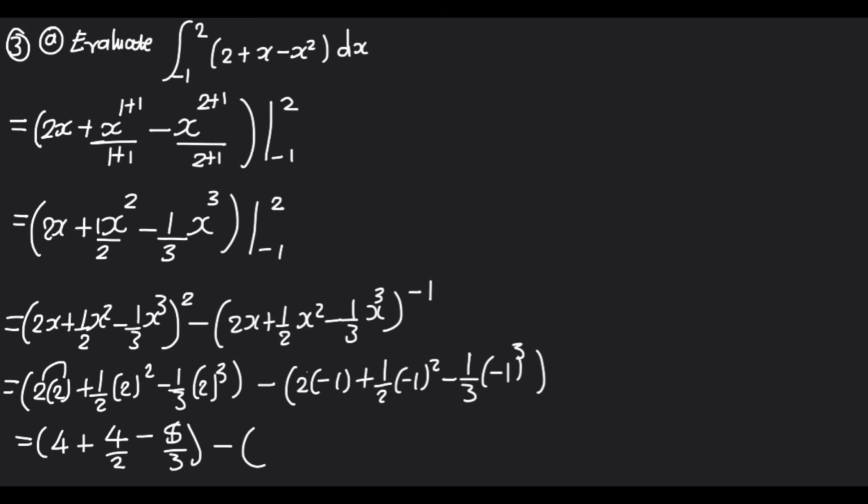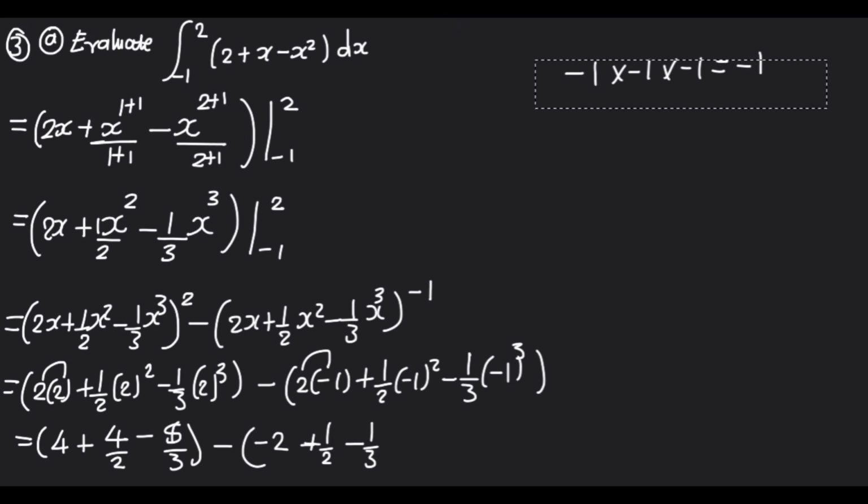Let's minus. So 2 times -1, we get negative 2 here. Then we'll have -1 squared, we'll get positive 1 times 1, this is 1 over 2, minus 1 over 3, -1 raised to the power 3, so it's -1 times -1 times -1, which is -1. So if you cube a negative number, the final answer is always negative. So here we are going to have -1. Okay, so we'll continue from here.